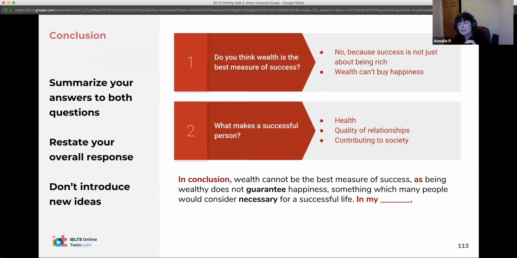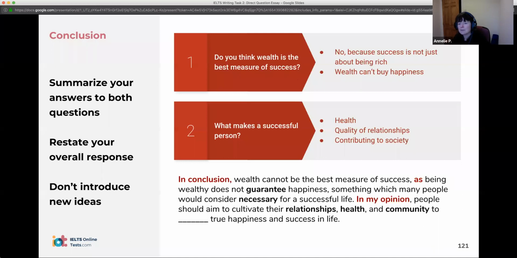Okay, restate my opinion. So, "in my opinion, people should aim to cultivate their..." What can you cultivate? Okay, their relationships. Their happiness. Okay, so relationships, and then we had health. And what was the other one that we looked at of those three things? Okay, values works very nicely as well. Positive role in society, making an impact. So we've gone generally for community: relationships, health, and community. Community building, very nice. So if you cultivate your relationships, health, and community, "to ensure", very nice. "To build", "to achieve". Okay, very good. And we've gone for "achieve".